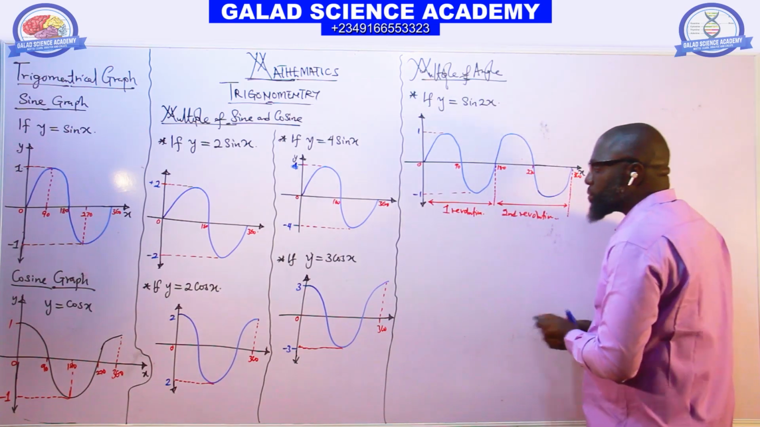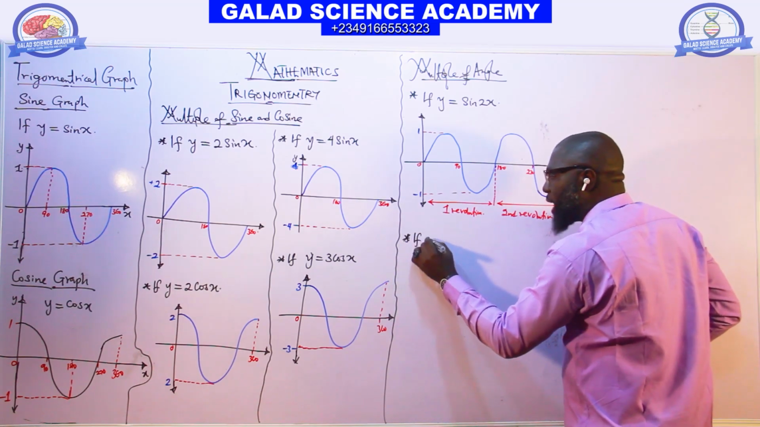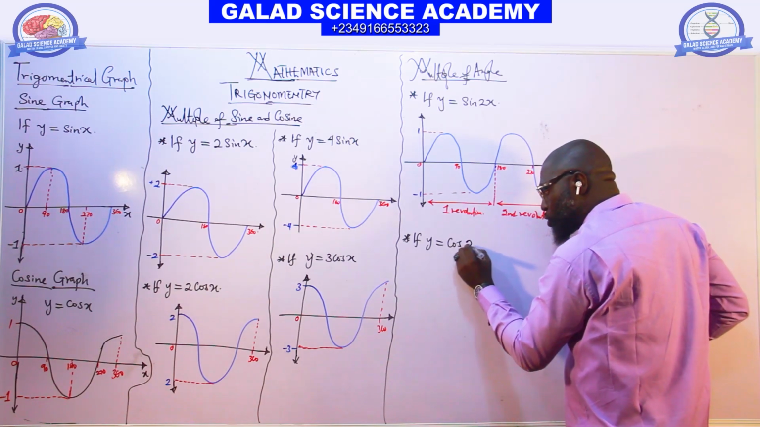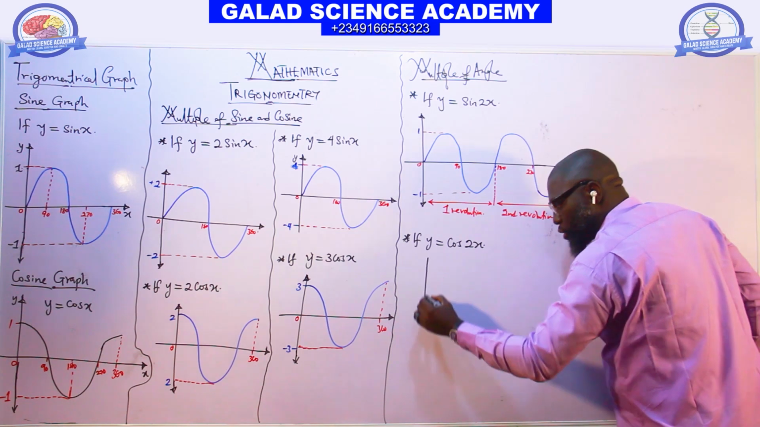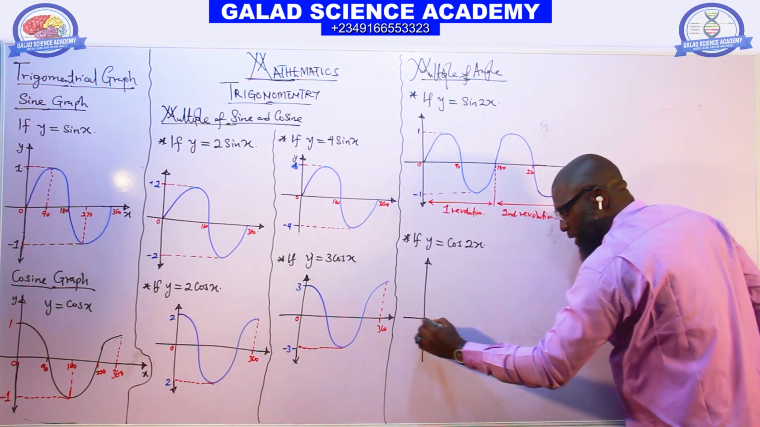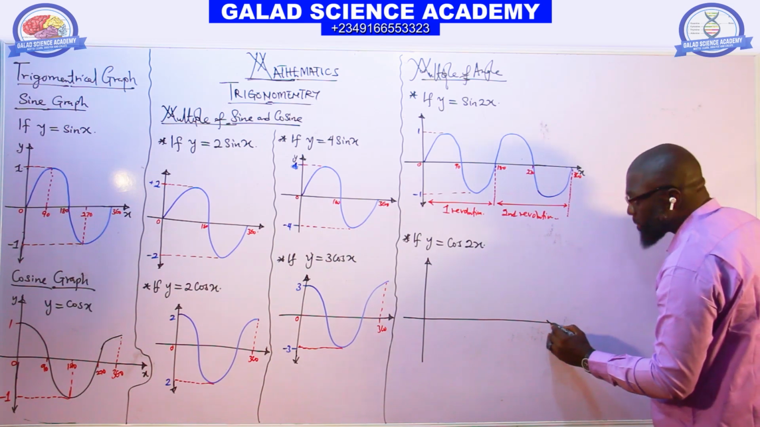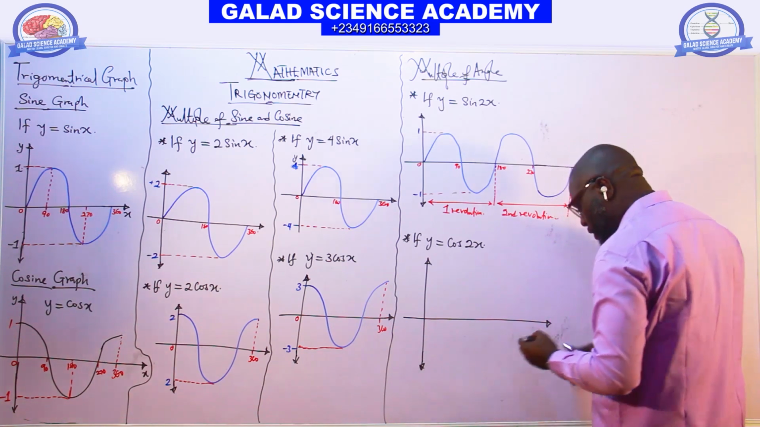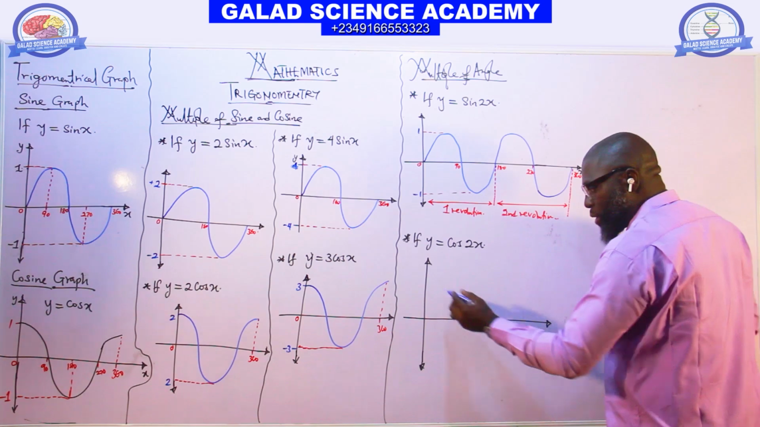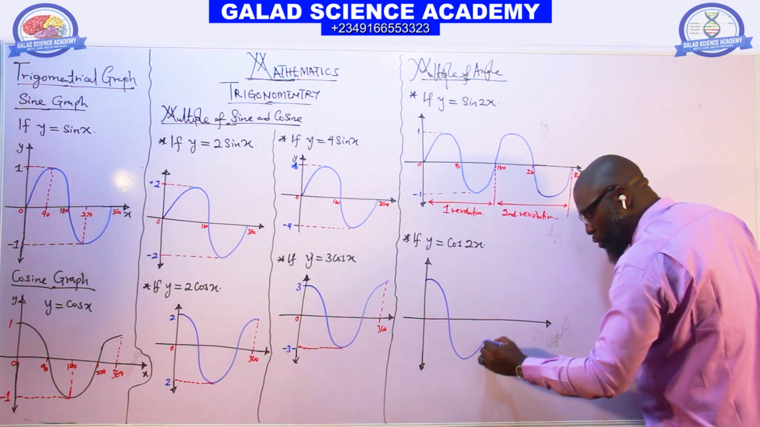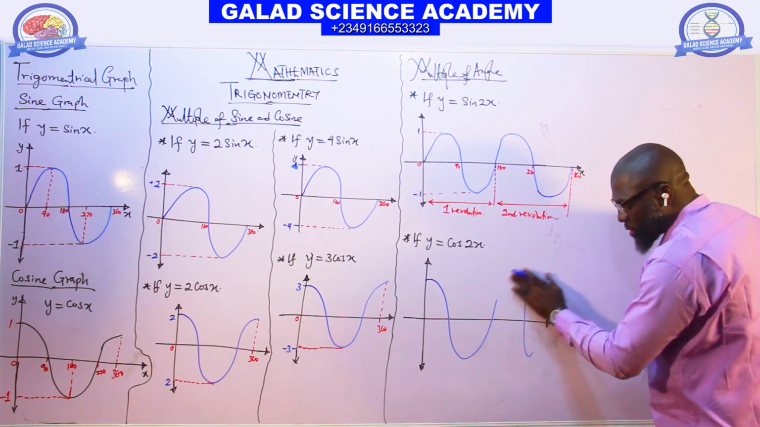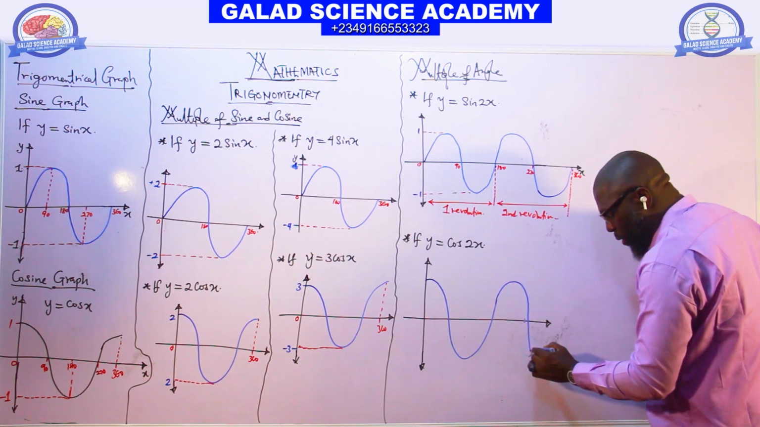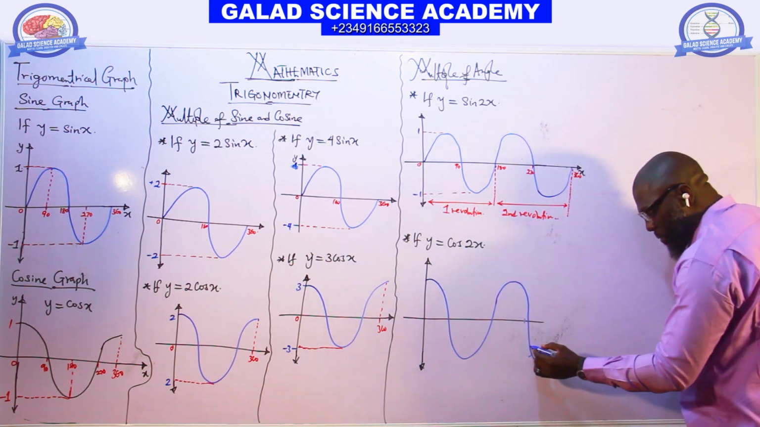But if y is equal to cos 2x, it will give you something like this. Don't forget that our cos graph always starts from where? From up here. It will go up like this, come back, and come like this.